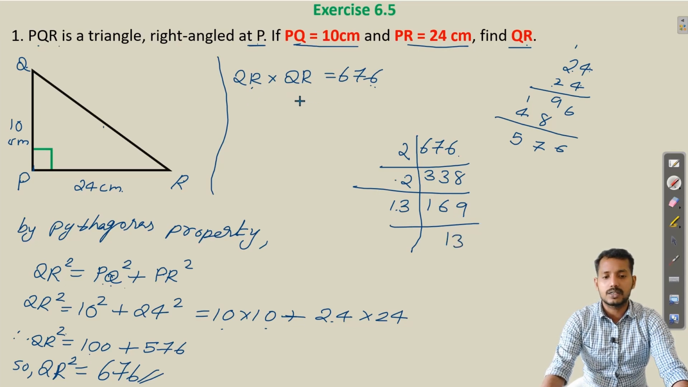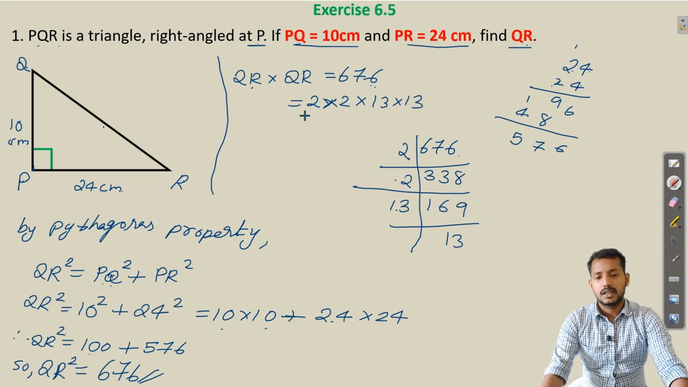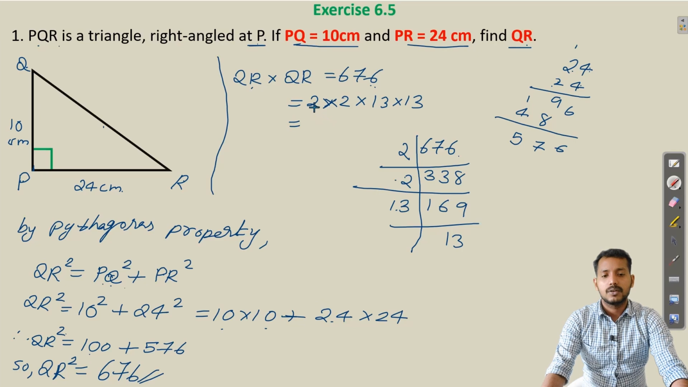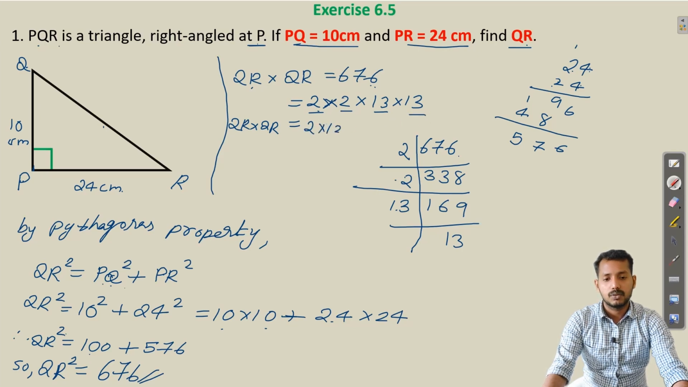So QR into QR, we got 2 into 2 into 13 into 13. So we can write it in the form of pairs, because here it is QR into QR, right? QR into QR. So 2 into 13 is here. Similarly 2 into 13, one more 13, is here. So we can write 2 into 13 into 2 into 13.